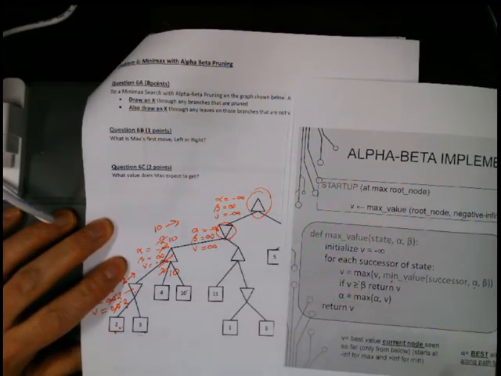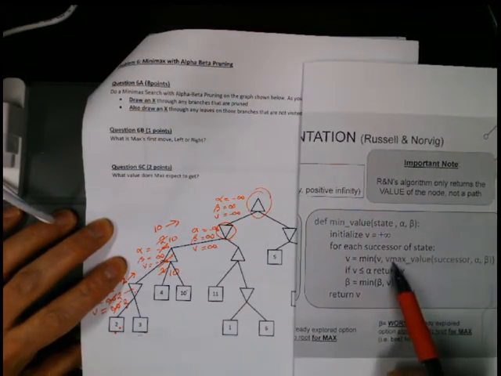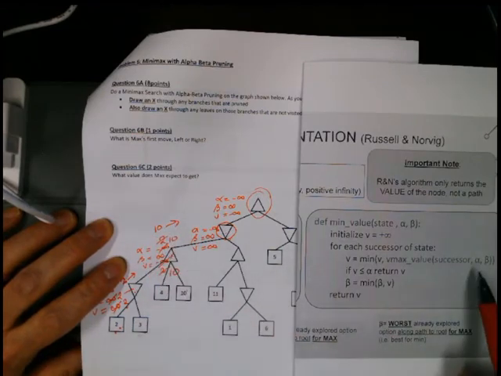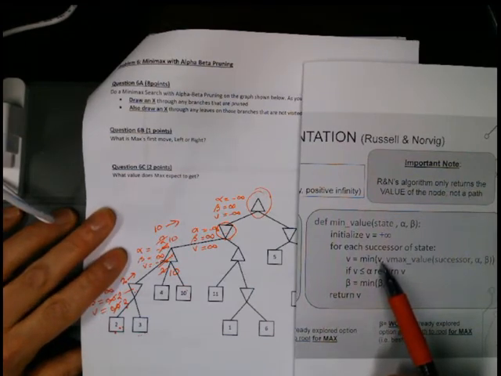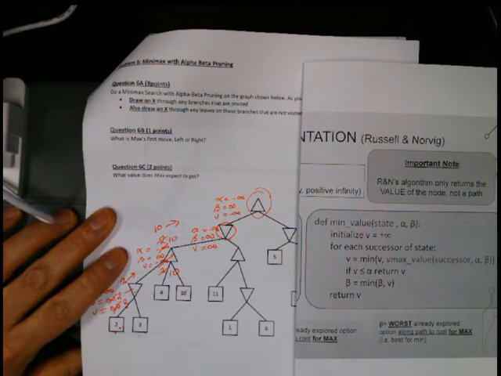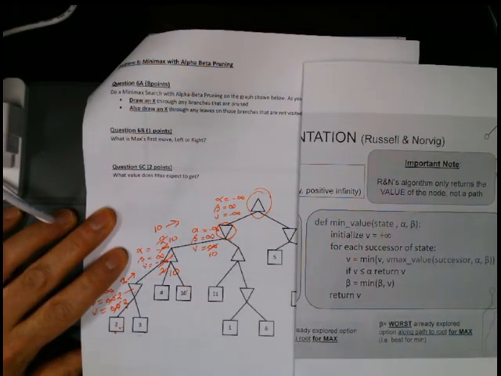And this node was running min, right? And it said, figure out the max of this guy. Well, we did. We got 10. And now we need to know what's the min of v, right? The current v, which is infinity, and whatever we got, which was 10. And 10 is smaller, so v is now going to be 10. And is v less than or equal to alpha? No, alpha is negative infinity.